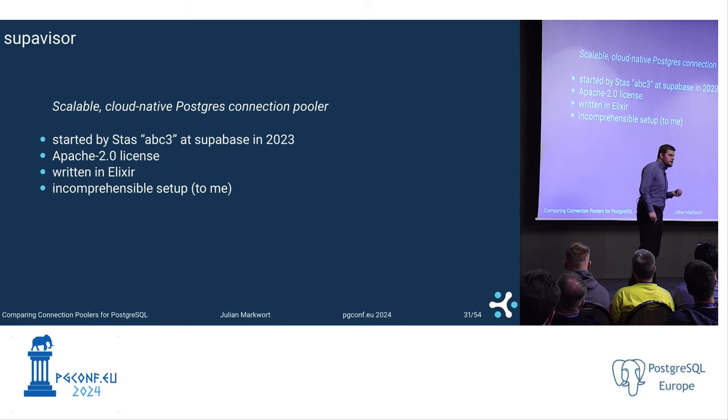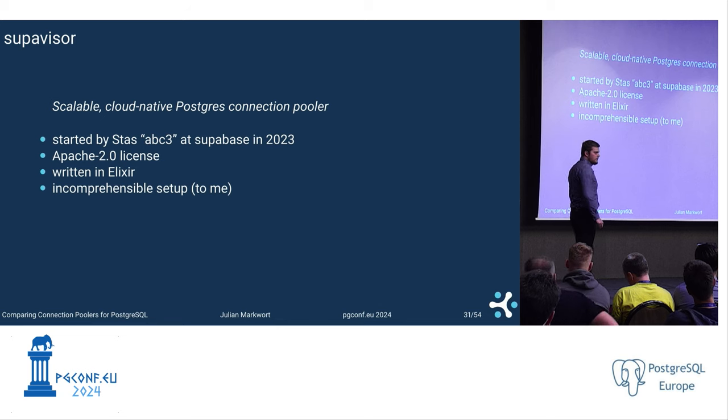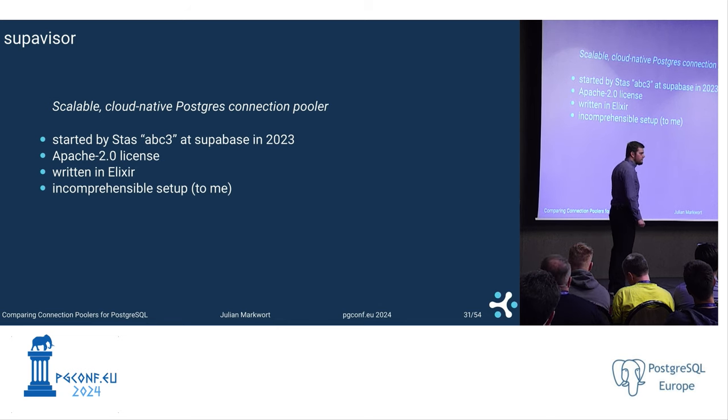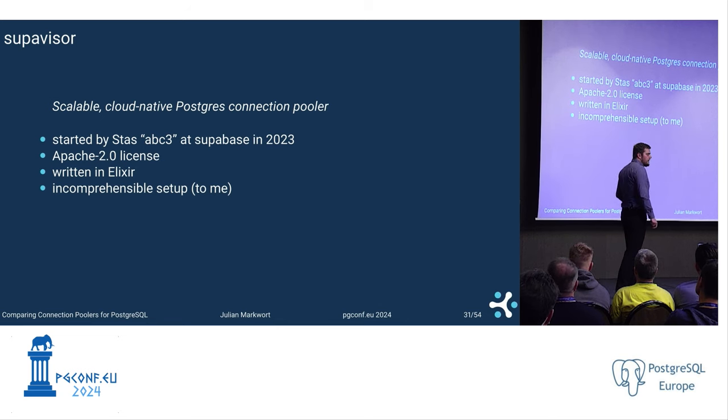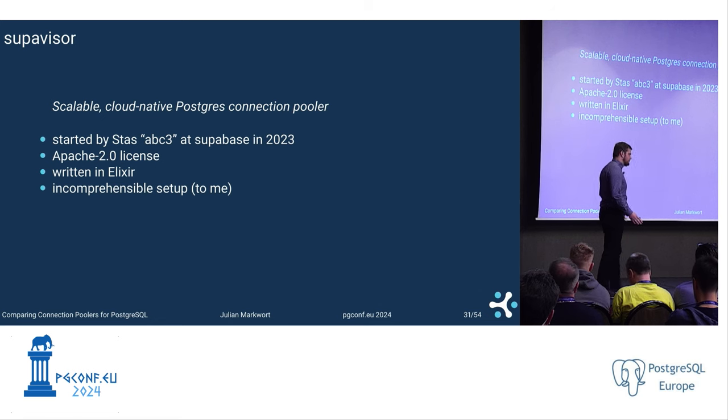And then the last one in this list of slides here is Supavisor, which describes itself as a scalable, cloud-native Postgres connection pooler. And it was started by Stas ABC3. I did not find his second name. Unfortunately, I would have put it on the slide here, but I didn't find it, at Supabase in 2023. This is released under the Apache 2 license, and it's written in Elixir, which is, to me, I've turned 30 this year, but this to me is this newfangled cloud stuff.